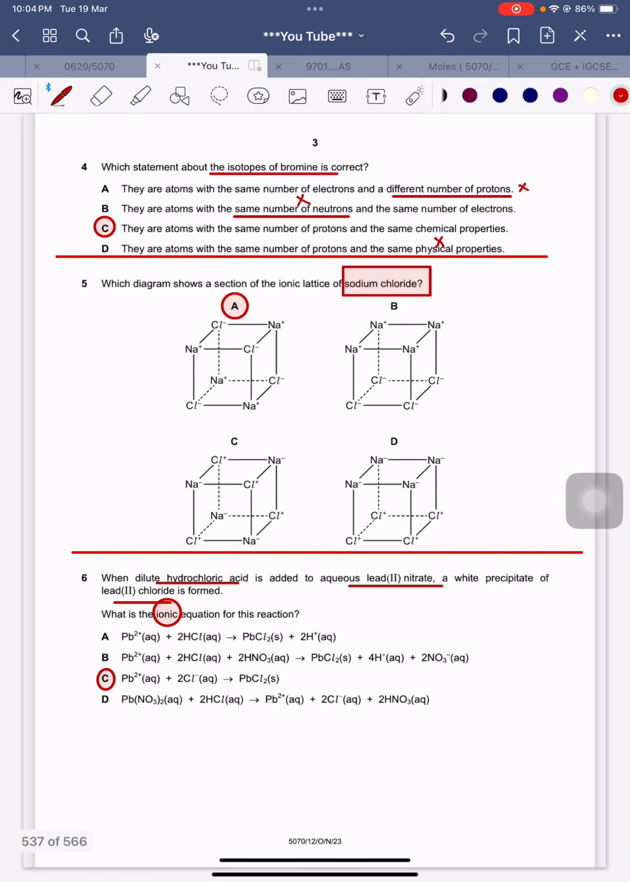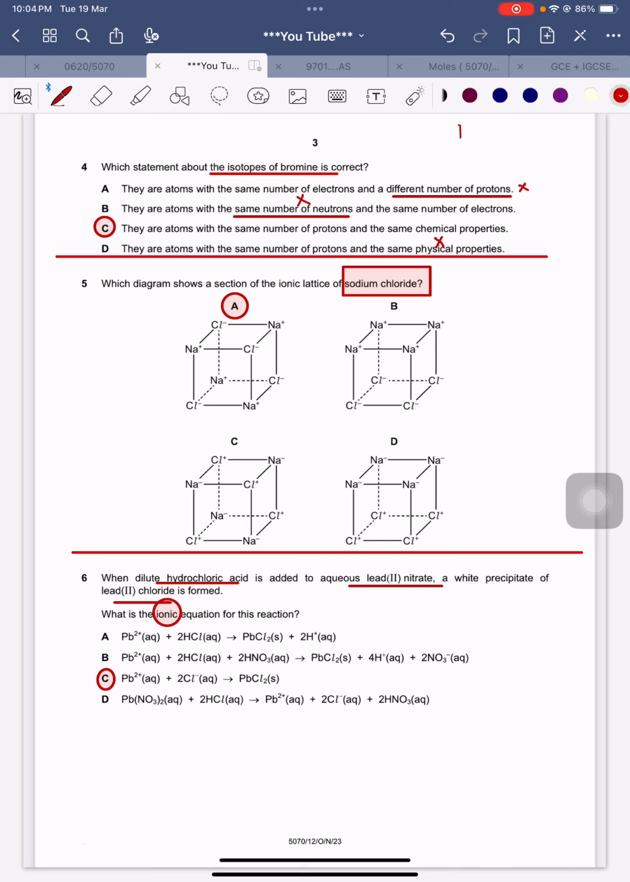Now I am on question number 4 on the next page. I'm going to tell you this again. I have told it in the previous video as well, that I have just selected some of the common, previously asked questions, and I am solving some of them as a sample, so that you people may have a trick and an idea how to solve questions related to these concepts. Which statement about the isotopes of bromine is correct?